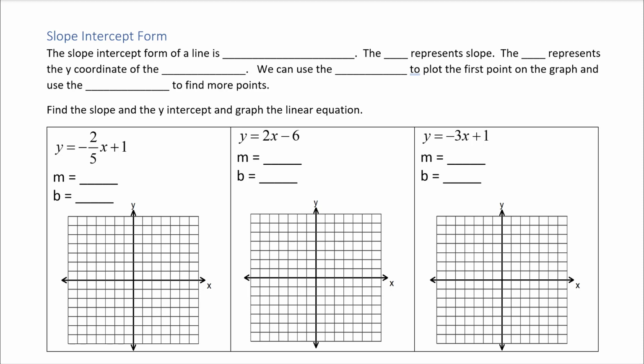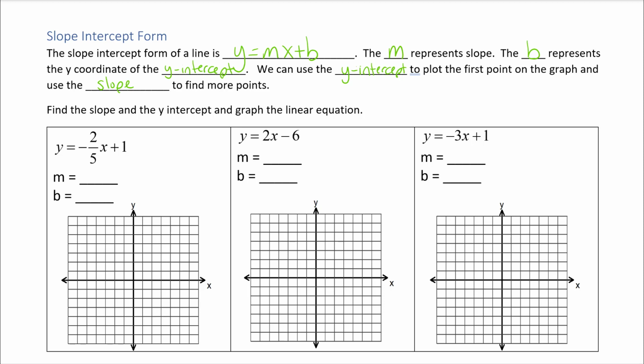Now we're going to put the information we learned about slope and y-intercept together into slope-intercept form. The slope-intercept form of a line is y equals mx plus b, where the m represents slope like we've been using before, and the b represents the y-coordinate of the y-intercept. We can use the y-intercept to plot the first point, and then we can use the slope to get more points.